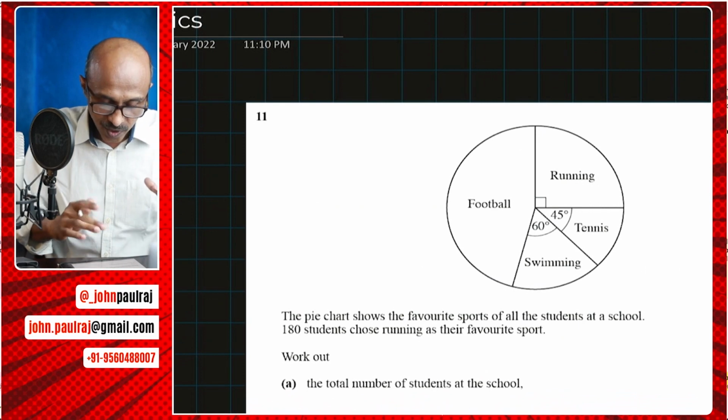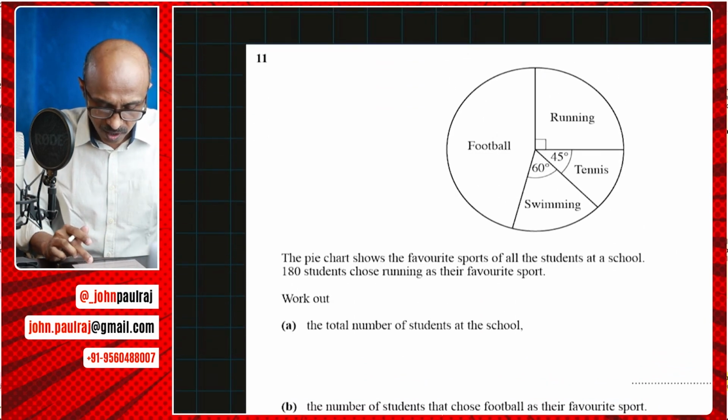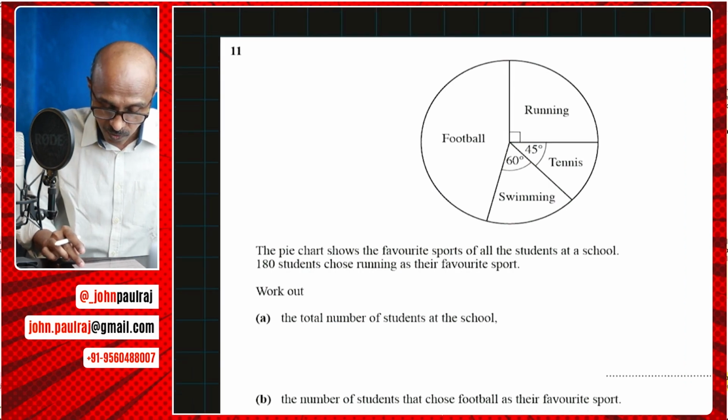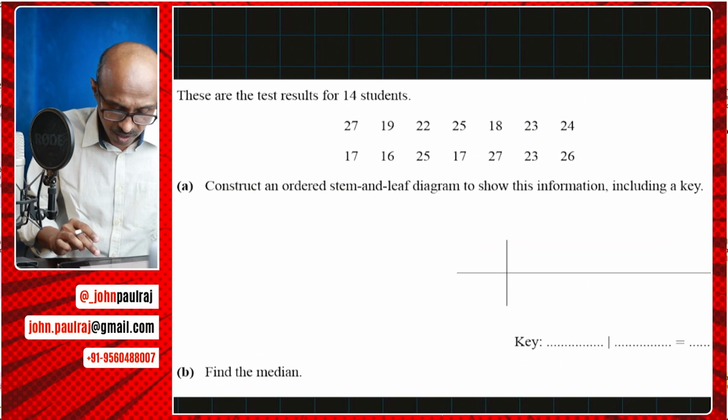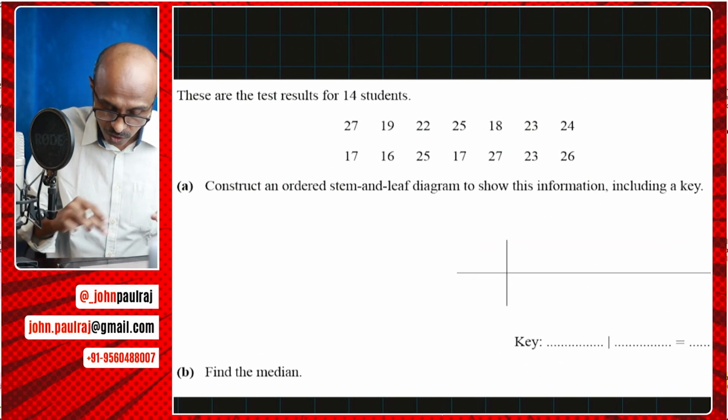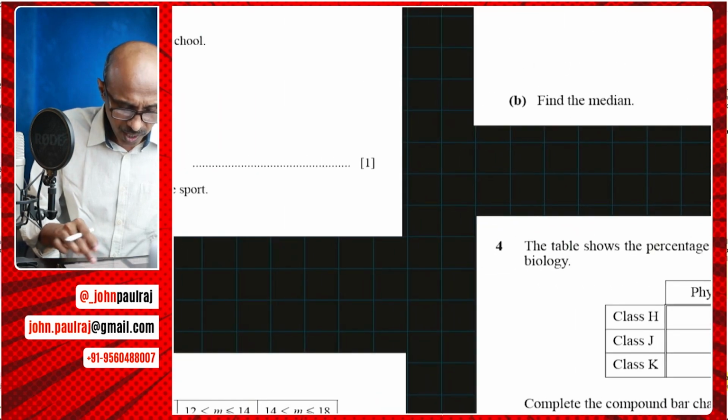The last thing is statistics. First, we'll talk about the diagrams, the charts. There's been a question on a pie chart, where you have to write down the information by reading a pie chart. There have been questions on drawing the stem and leaf diagram: given the data, you have to draw the stem and leaf diagram. One diagram is going to come.